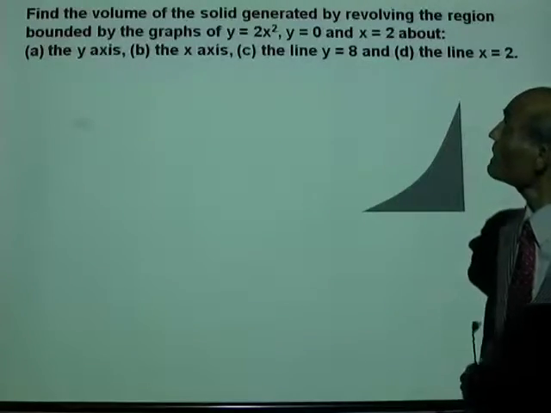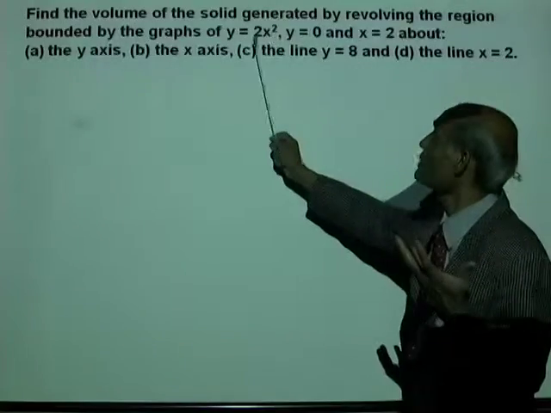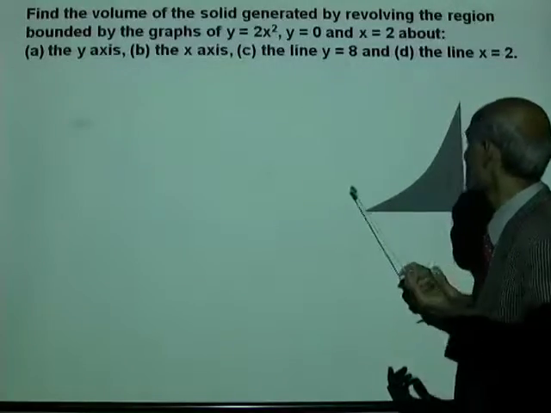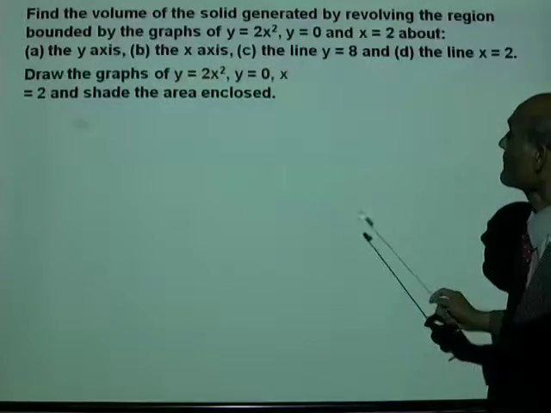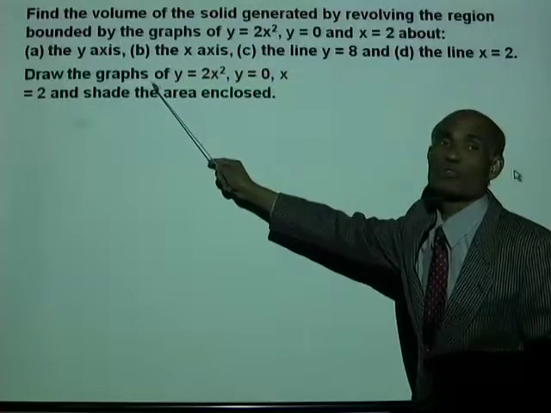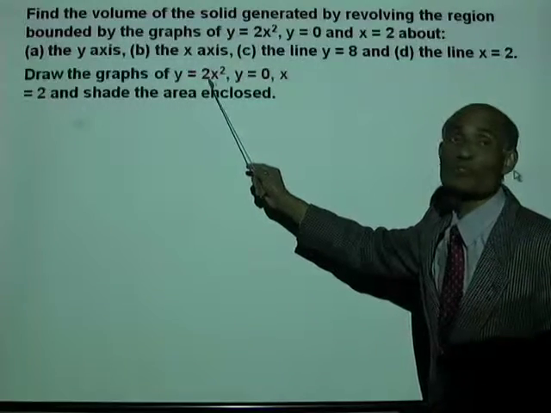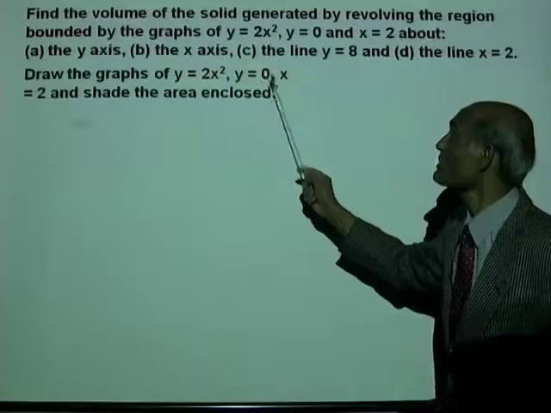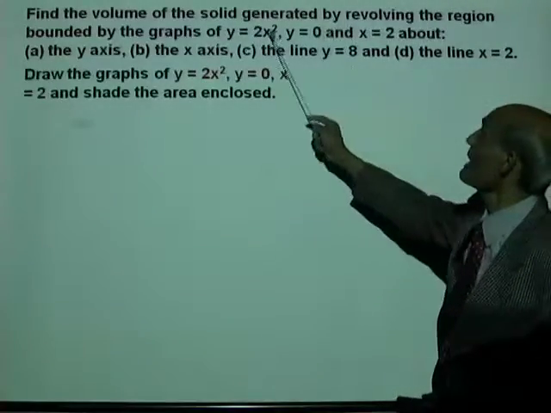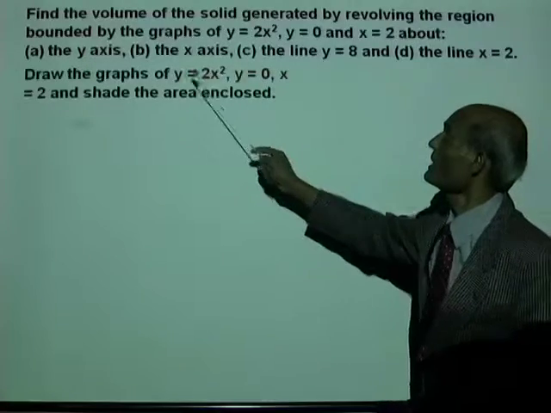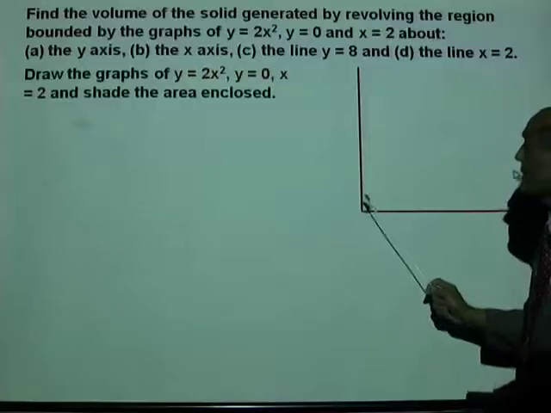Now to begin with, we need to figure out that area. What is that area enclosed by these graphs? Y equal to 2x squared. Well, let's draw the graphs of this. Now, you do that on your calculator. Y equal to 2x squared, y equal to 0, and x equal to 2. Those are the graphs that generate that area. Now, tell me, what is y equal to 2x squared graph look like?